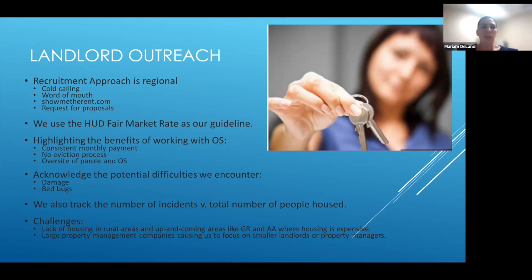However, we don't want to lie or deceive any landlords. We want to be upfront and acknowledge that there is a potential that people will damage units. We're probably more likely to have bed bugs in housing because of people moving in and out and our transient population. And that is something that we need to disclose to landlords when we work with them.